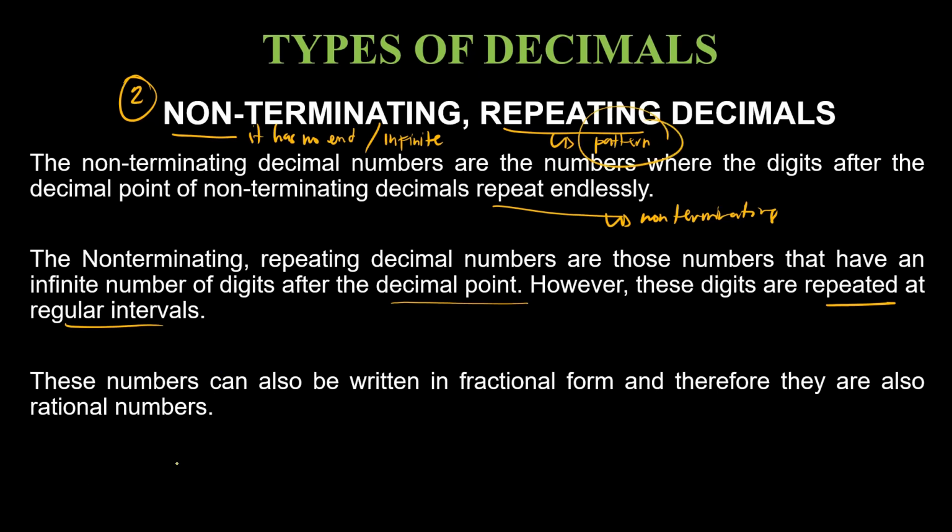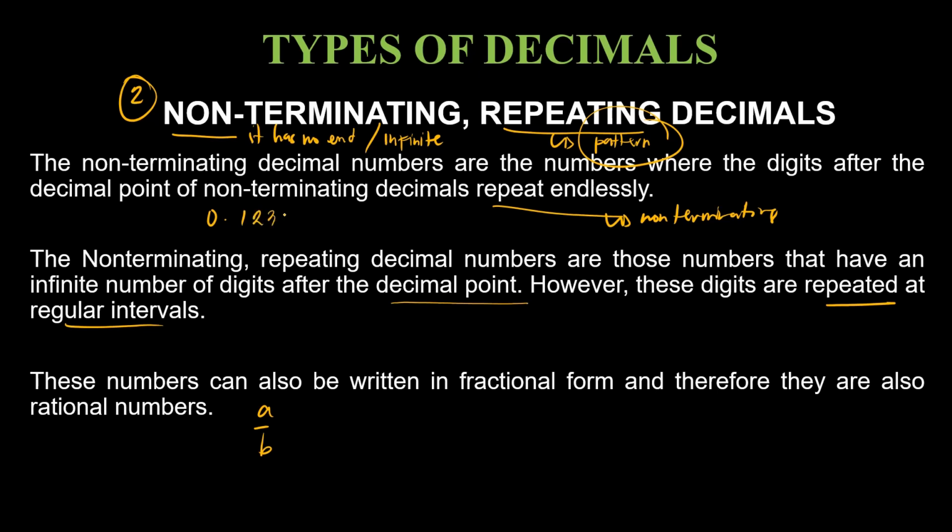This number can also be written again in a fractional form, and therefore they're also rational numbers. This decimal could be in the form of a over b. So what are those examples? For example, for non-terminating decimal, we have 0.